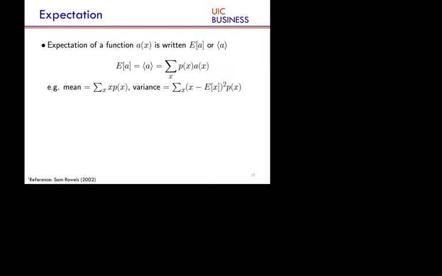So the next step is to define what is known as expectation. The expectation of a function is written in this form that we have actually used in some of our previous lectures, and it's just a summation over all outcomes of the probability of that outcome times the function evaluated at that outcome value. So the mean is this, and here the function is just the identity function. If you have a different function here, for example, x minus the expectation of x, squared, then it's a variance.